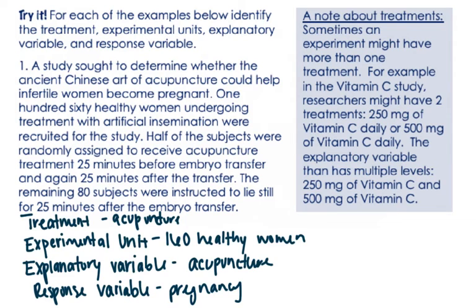Alright, so here's what I got. I said the treatment was acupuncture. The experimental unit was 160 healthy women. The explanatory variable was acupuncture, and the response variable was pregnancy. So, if you disagree or you don't understand how I got any of that, let me know, message me.